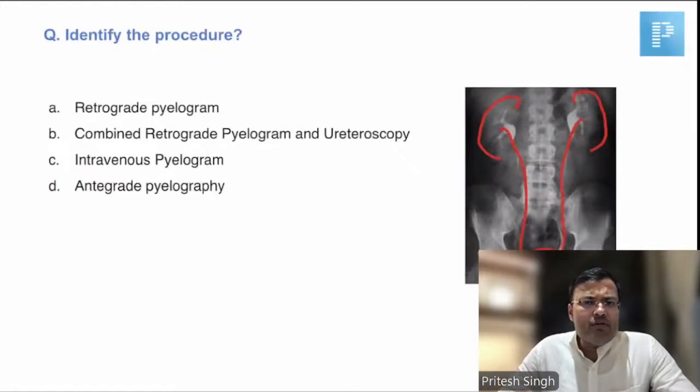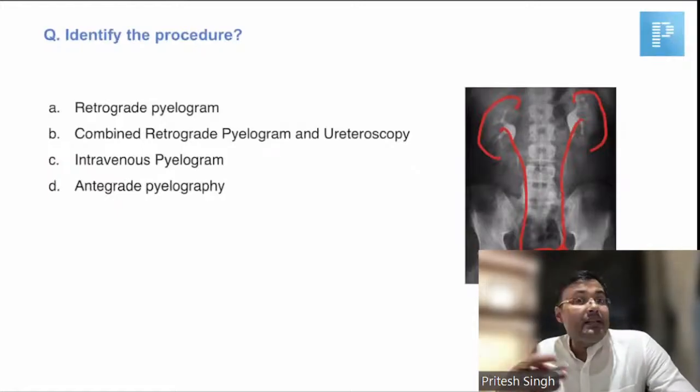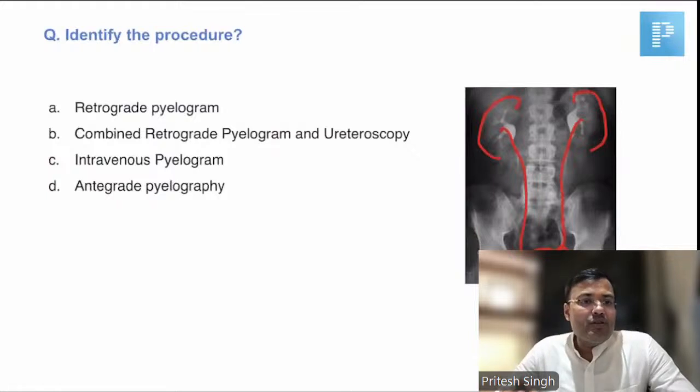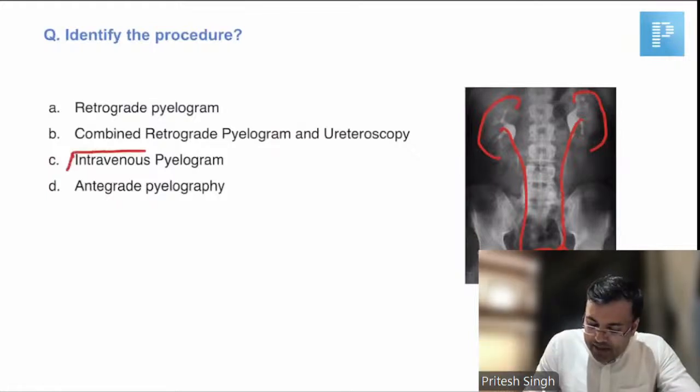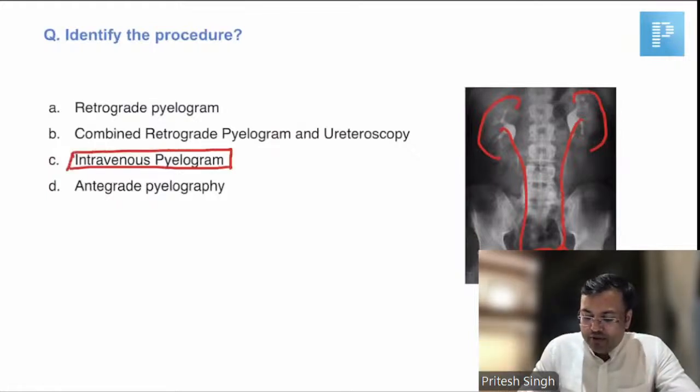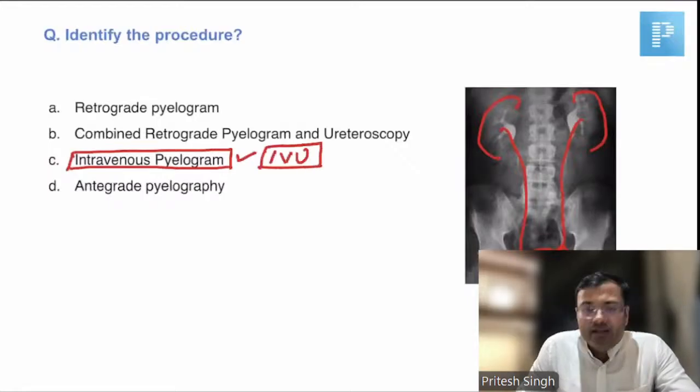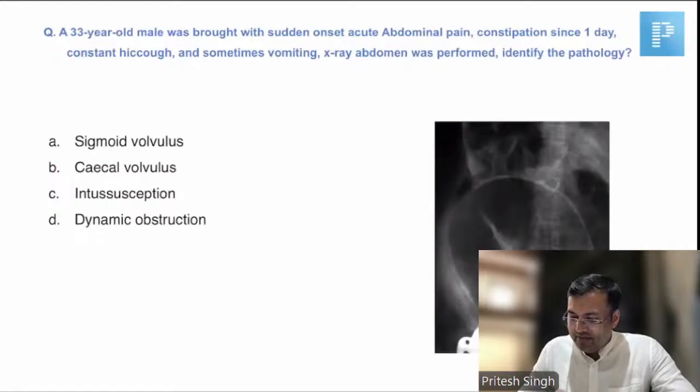What happens in retrograde pyelogram? You inject the dye from below, and then you take an X-ray. So on RGP, you are going to visualize the side on which you inject the dye. So this is IVP, that is intravenous pyelogram, also known as IVU, that is intravenous urogram. Clear, guys? Next, famous question.